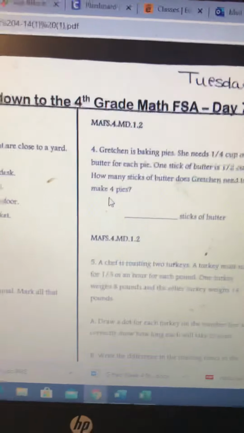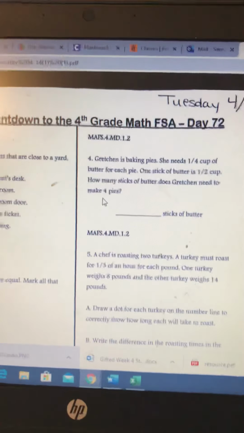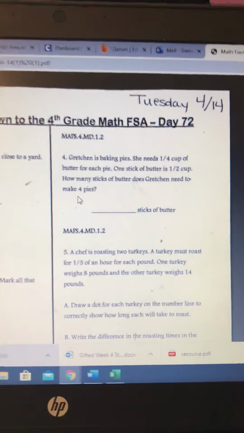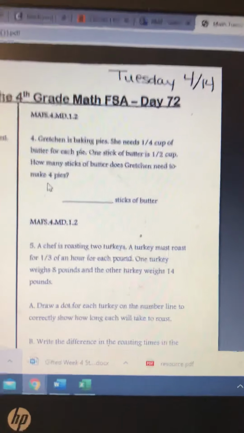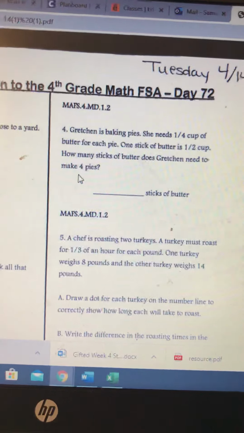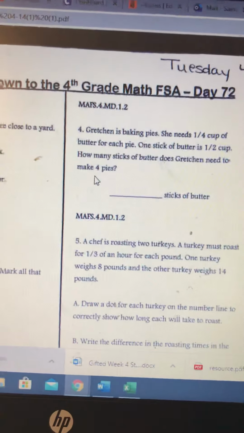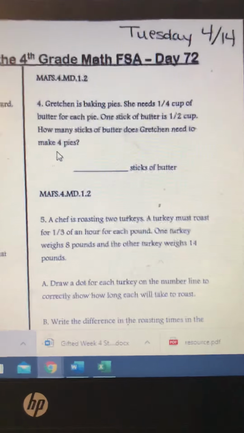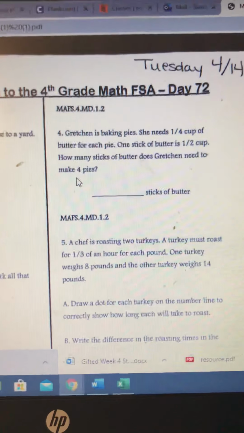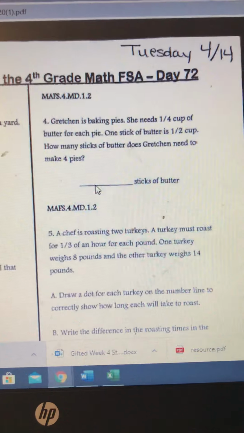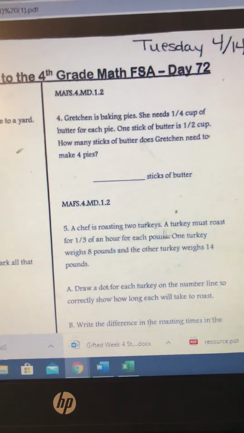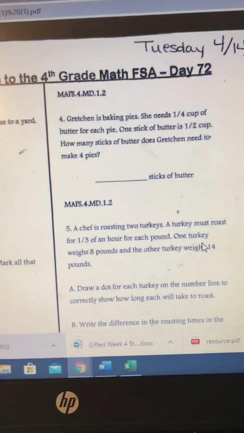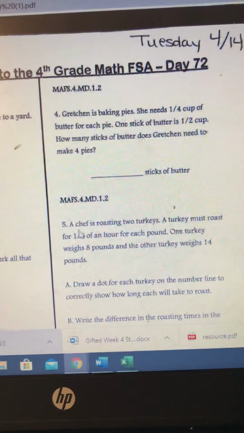Okay. Number 5. A chef is roasting 2 turkeys. A turkey must roast for 1/3 of an hour for each pound. 1 turkey weighs 8 pounds, and the other turkey weighs 14 pounds. So to figure out how long it takes for each turkey, you have to do 1/3 times 8, and then 14 pounds times 1/3, okay?